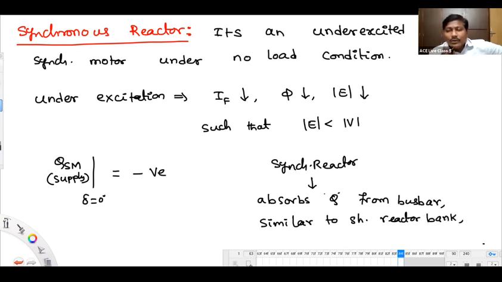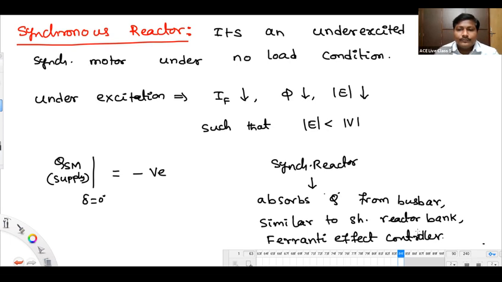Okay, next, what is the practical application of a shunt reactor bank? That is Ferranti effect control. So it can also be used as a Ferranti effect controller.